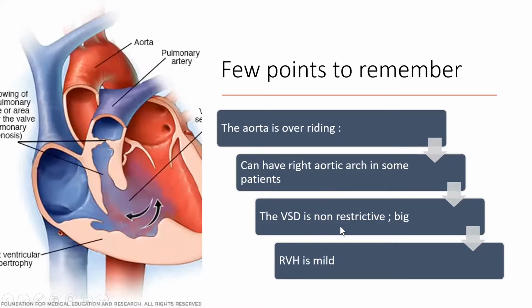The VSD is non-restrictive. That means it is big. So there is a bidirectional shunt sitting there at the VSD. It is not at all a small VSD. And the RVH, though we say RVH, the RVH is actually mild, because whatever pressure is there is shared between 2 ventricles as if it is a single ventricle.